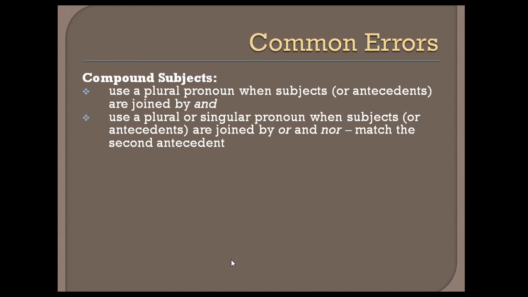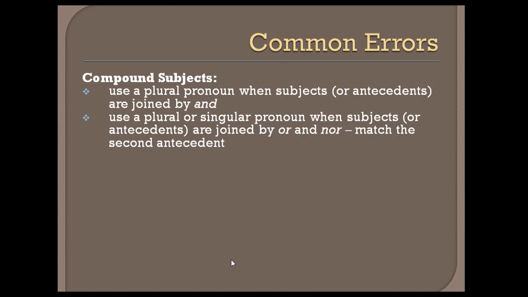However, second point about compound subjects. If you have two subjects or antecedents joined by or and nor, you only have to worry about which one comes second, which one comes after the or, which one comes after nor. If we have the example of 2 apples or 1 orange, we might think, well, it's more than one thing, so we automatically would resort to using plural, they or them. Not so. If we have or 1 orange, then 1 orange is the only thing we're worried about matching. So we would use it as opposed to they or them in this example.